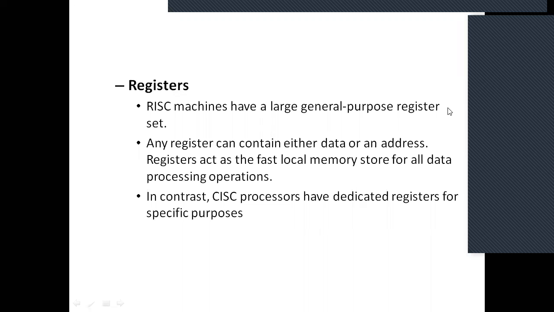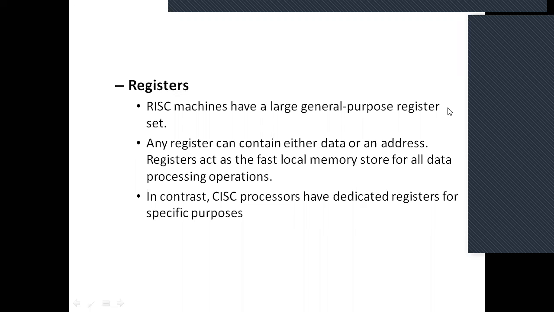But in the case of the RISC system, we have a large number of general purpose registers. So you can use any register for storing either data or address. You don't need to worry about which register has to be used for pointing to the memory location, or which register has to be used for storing the data. You can use any register for data as well as for address purposes. This is in contrast to the CISC processor, which has dedicated registers for specific purposes, as I explained about the 8086 processor. Here you have 4 general purpose registers, 2 index registers, 2 pointer registers. So they have a fixed purpose, and only for that purpose you have to use those registers.